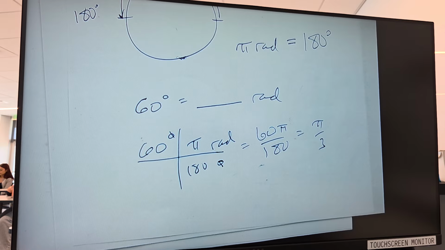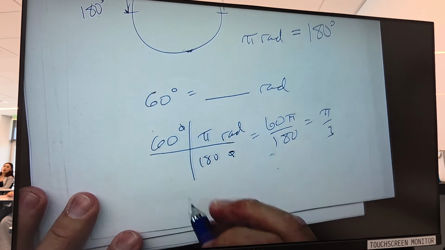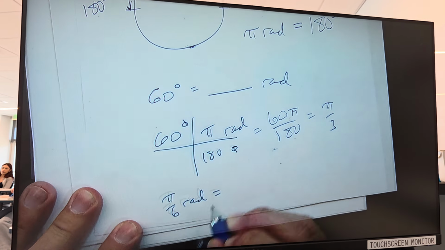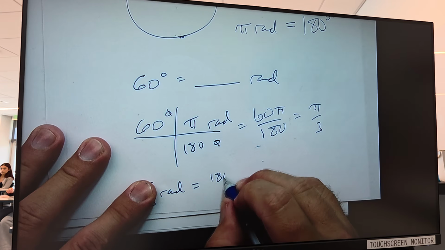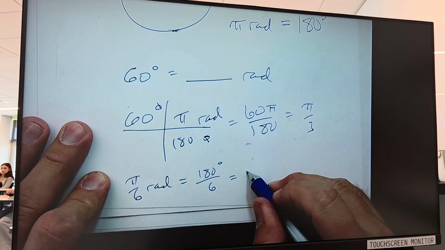You are going to eventually memorize certain radian measures. Pi over 3 is going to be important. How do you convert the other way? The other way is actually really easy. What if I had pi over 6 radians? Here's why this is easy: I don't even have to do the little thing. What is pi radians in terms of degrees? 180. So if I have a pi in my radians, I just replace it with 180. So this is equal to 180 degrees divided by 6. And what's 180 divided by 6? 30.